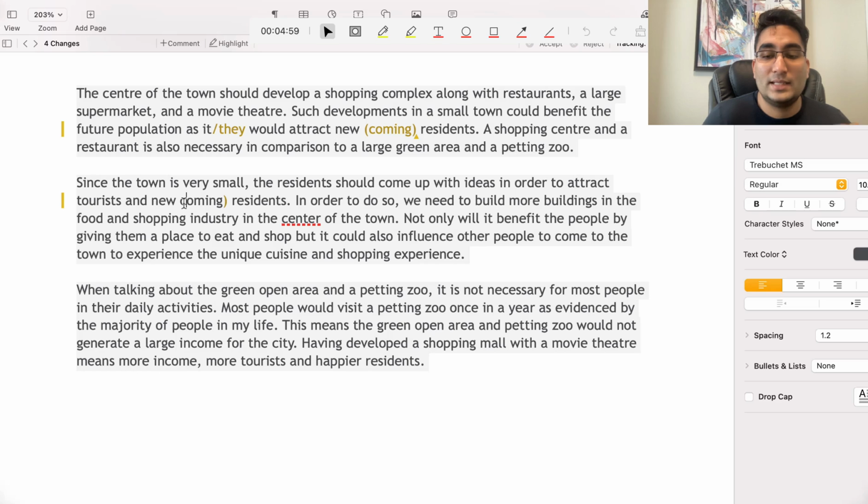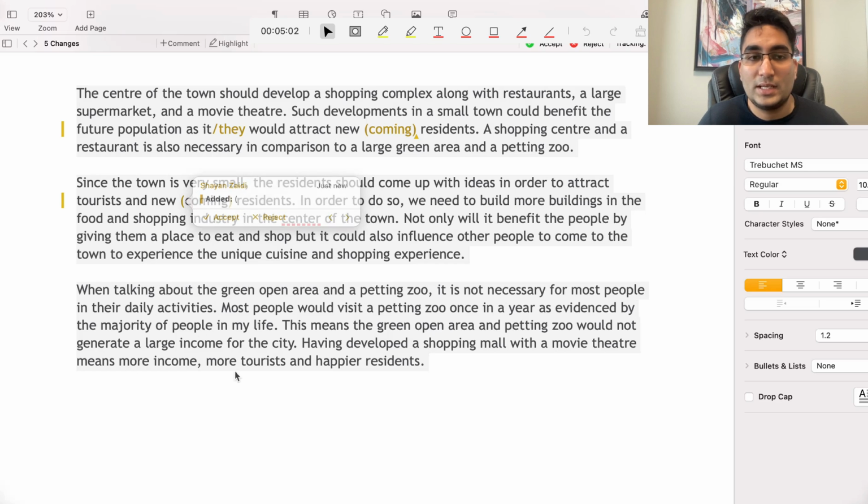Same thing. New coming is not a term. It's not something people say. New coming residents. In order to do so, we need to build more buildings in the food and shopping industry in the center of the town.